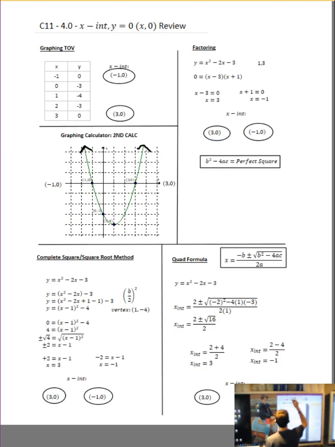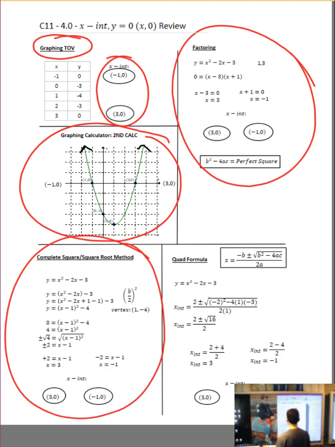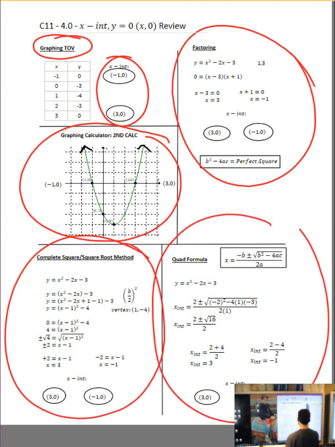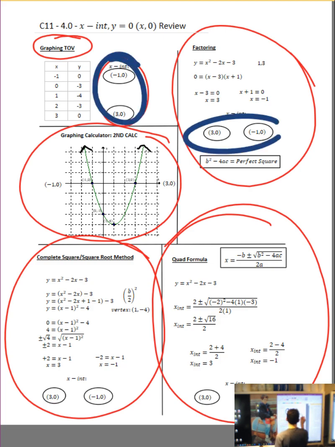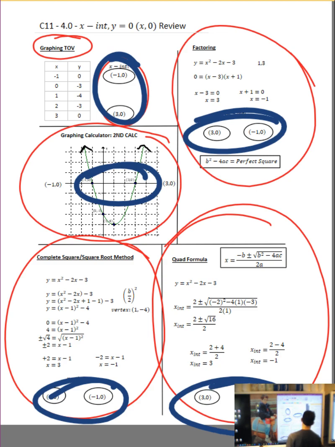We're looking for x-intercepts. We can graph it with a table of values and we can find them. We can graph it with our graphing calculator and use second calc. We can factor and find the x-intercepts. We can complete the square and use the square root method and find the x-intercepts, or we can use quad form and find the x-intercepts. What do you notice? They're always the same x-intercepts.